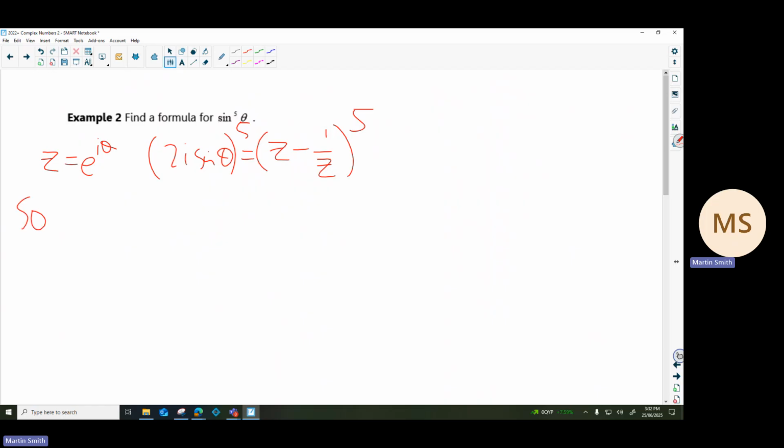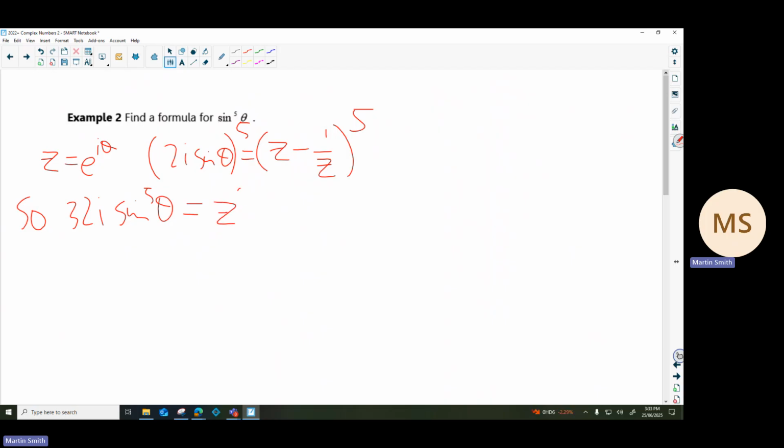So what's that going to give me? Left is just a product. 2 to the 5 is 32. i to the 4 is 1 because it's i squared squared, which is minus 1 squared, which is 1. So i to the 5 is just i, and then sine to the 5 theta occurs on the left-hand side, which is good because I want sine to the 5 theta.